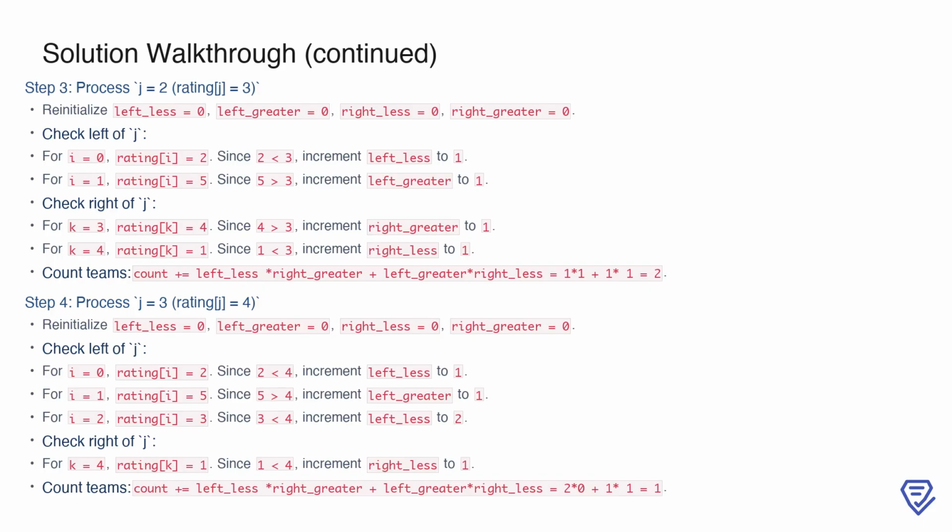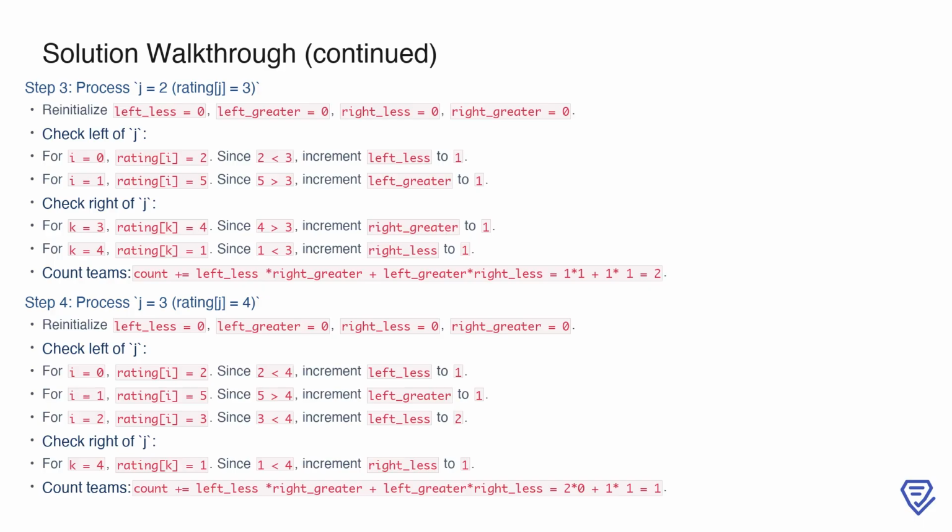Using the same formula for counting teams, we calculate count plus equals left_less times right_greater plus left_greater times right_less, which evaluates to 1 times 1 plus 1 times 1 equals 2. This adds two valid teams to our total.